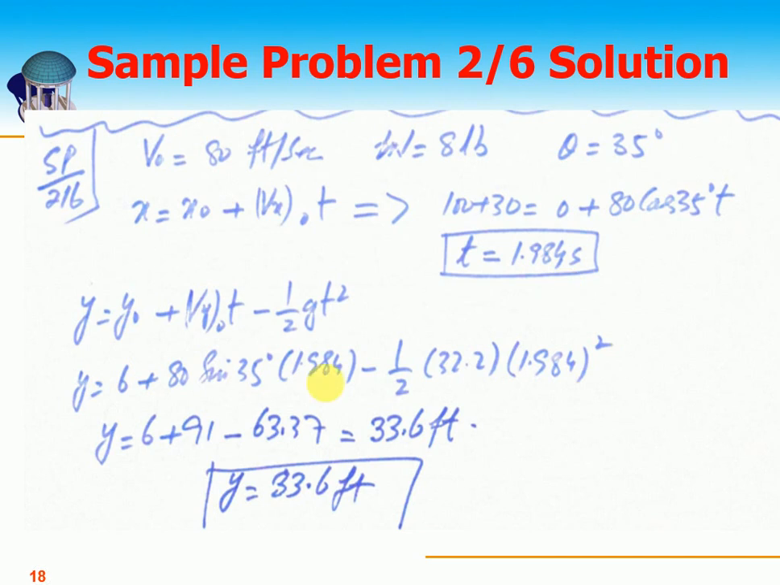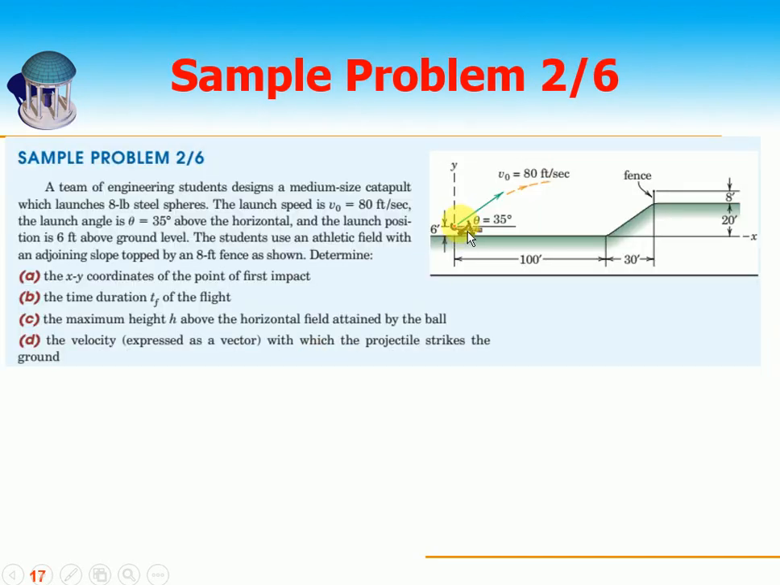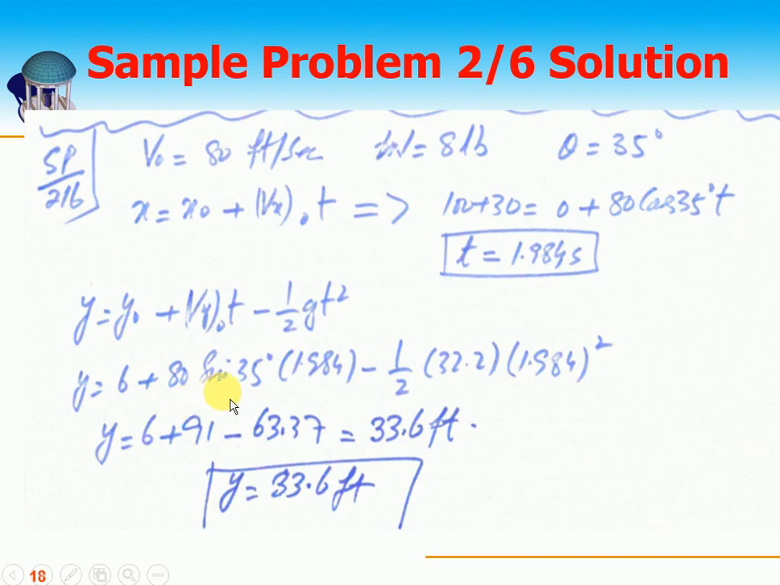Now the vertical distance, y is equal to y naught plus vy naught t minus half g t square. This is y. The initial y distance is here, which is 6 feet, right? Plus 80 sine of 35 times 1.984 minus half g t square. g is basically 32.2 because it is an FPS system, and the time we have found to reach that particular point is this much, right? So by solving, we get y is equal to 33.6 feet. This is the height at this point, 33.6 feet.